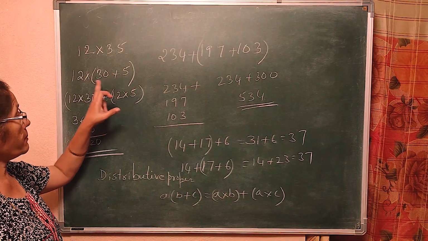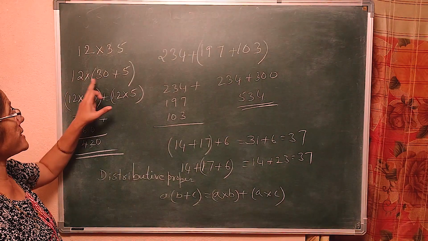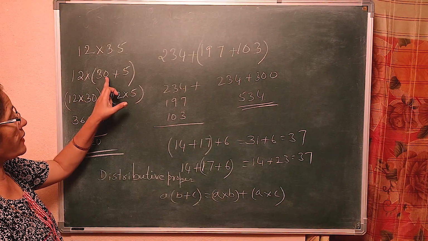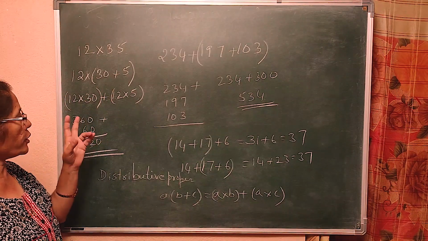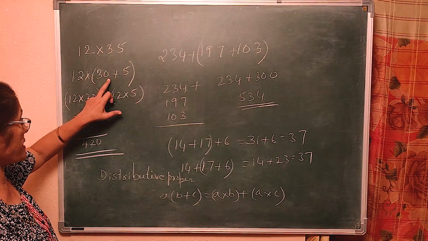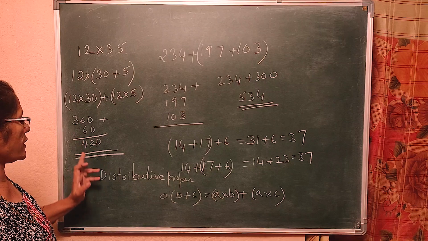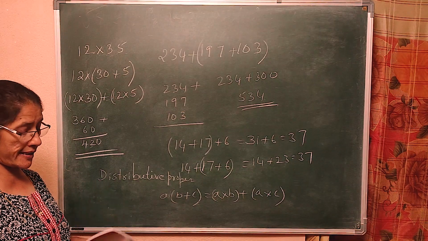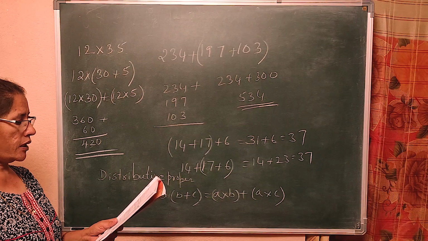You understand? Because you know 12 into 30, you know how to multiply. 12 3s are 36. If there is 1 zero, you have to put 1 zero. If there is 12 into 300, 2 zeros, then you could have put 2 zeros. But here only 1 zero. 36, 1 zero. 360 plus 60, 420. Did you all understand? Let us go to example 4.